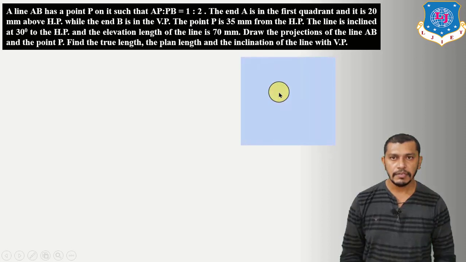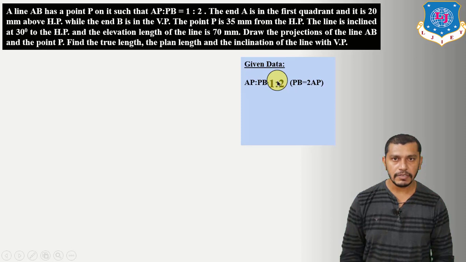So the given data is a line AB has a point P on it such that AP is to PB is equal to 1 is to 2. That means PB is equal to 2 into AP. So if we measure P to B, it will be twice the AP. The end A is in the first quadrant and it is 20 mm above HP. So the end point A is in the first quadrant and it is 20 mm above the horizontal plane, while the end B is in the vertical plane. The point P is 35 mm from HP.